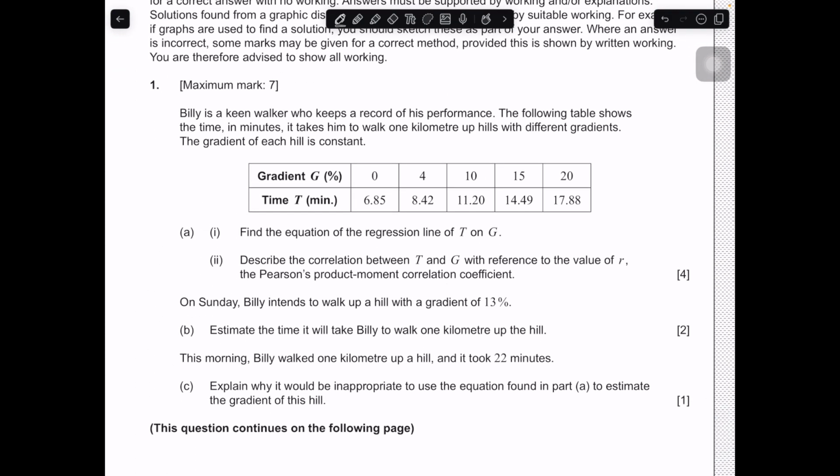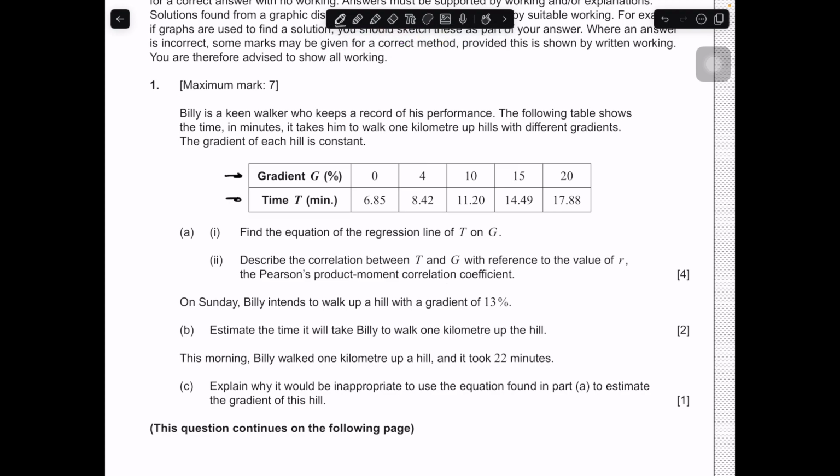Billy is a keen walker who keeps a record of his performance. The following table shows the time in minutes it takes him to walk 1 kilometer up hills with different gradients. The gradient of each hill is constant. And so here we have the gradient at different moments and the time it takes him to walk 1 kilometer.